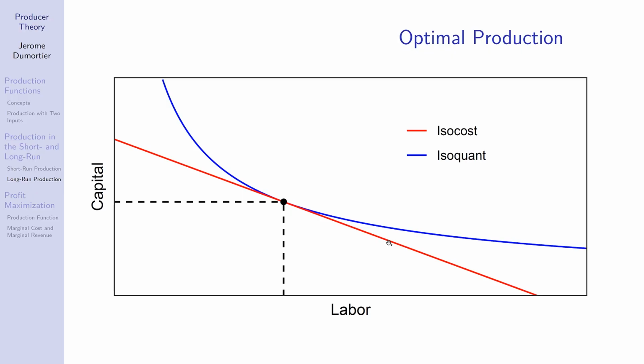So if, for example, the input prices were to change in the sense that, for example, labor becomes more expensive, then what this means is that the slope would become steeper and the tangent would probably be more like here, in the sense that you're now substituting away from labor and are using more capital.